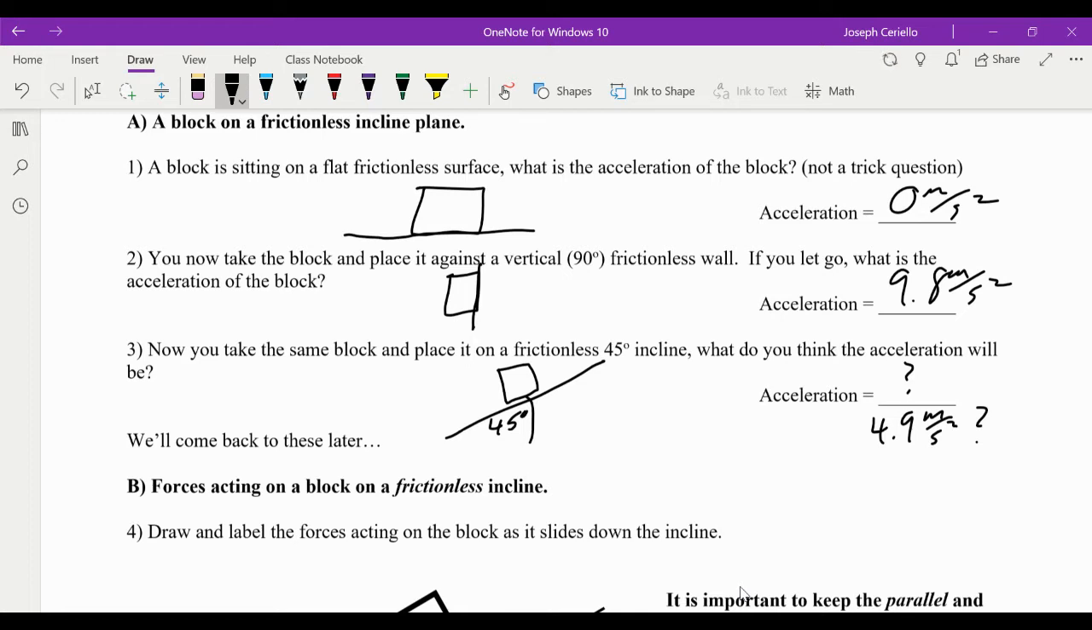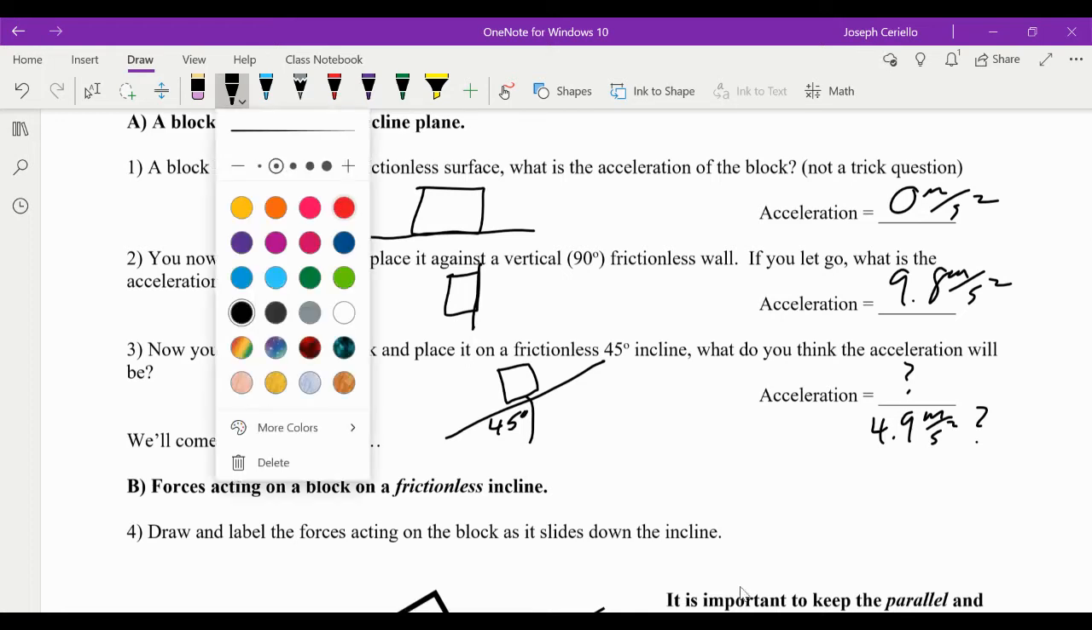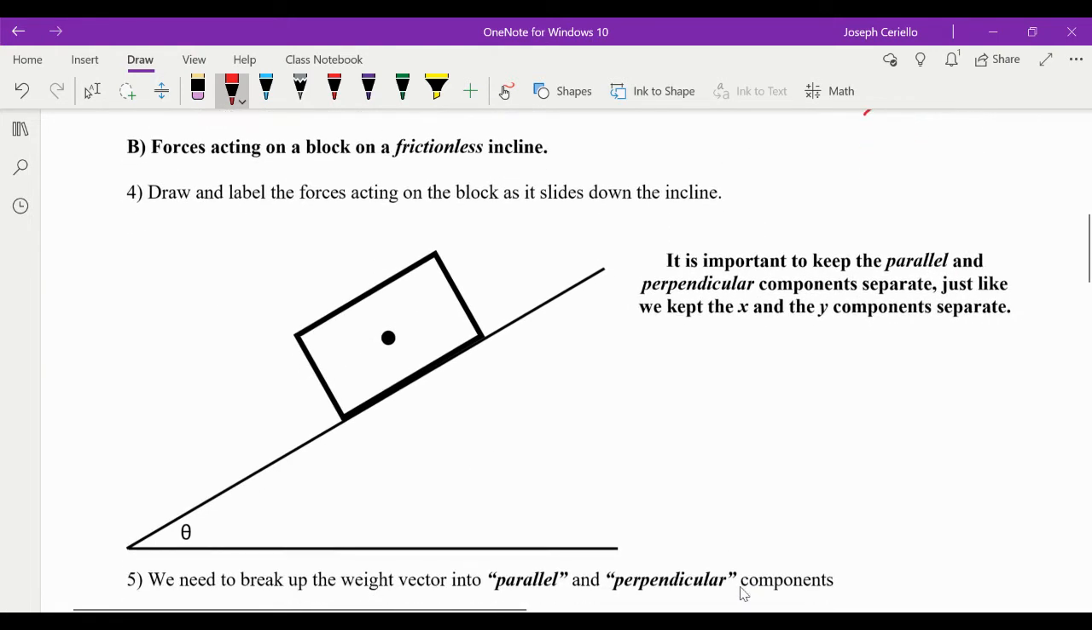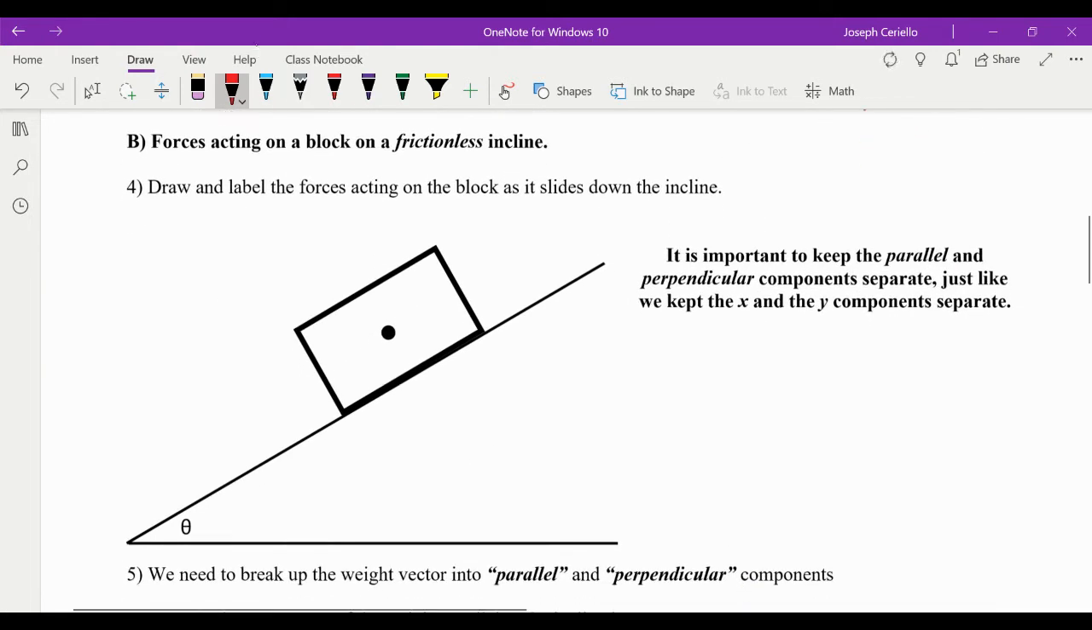So let's check it out. Okay, so I'm actually going to put an X through that so there's no confusion. That's not the answer. All right, so the first thing we did was we drew the forces acting on this block on a frictionless inclined plane. So the first force was the normal force because, anytime you're touching a surface, there's a normal force and it is perpendicular to the surface. So that's the normal force.